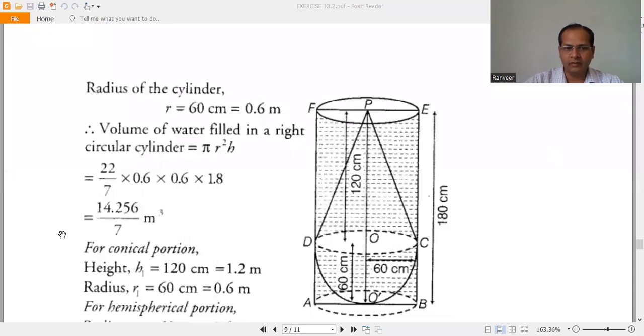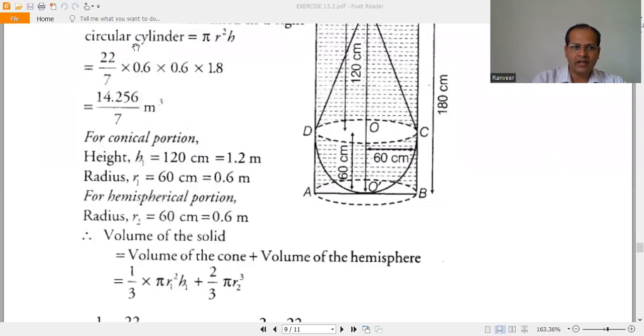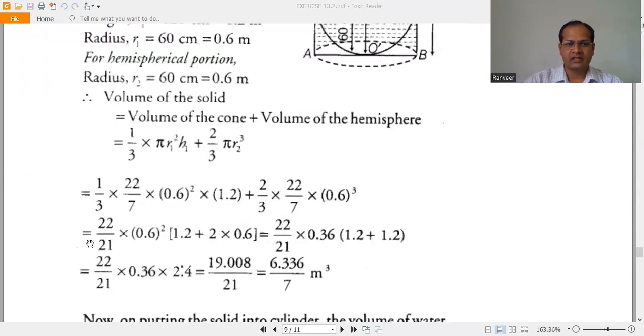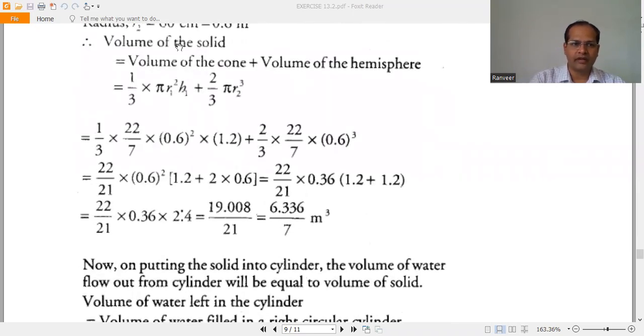Now for the conical portion, the height of the cone is 120 and the radius is 60. So first we converted that into the same unit, meter. For the hemisphere, 60 centimeter is the radius. Now the total volume of the solid is the volume of the cone plus the volume of the hemisphere. The volume of the cone is 1/3 pi r square h, and the hemisphere is 2/3 pi r cube. Just by substituting all the values, here the radius is 0.6 square, height is 1.2, and here 0.6 whole cube.